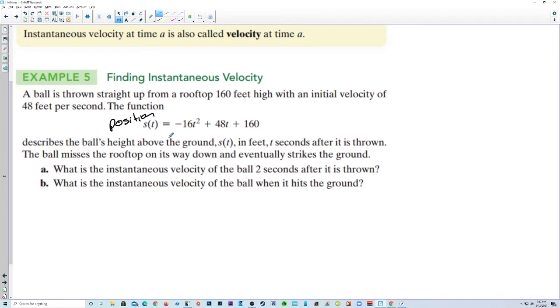Describes the ball's height above the ground, s of t in feet, t seconds after it's thrown. The ball misses the rooftop on its way down and eventually strikes the ground. A, what is the instantaneous velocity of the ball 2 seconds after it is thrown?